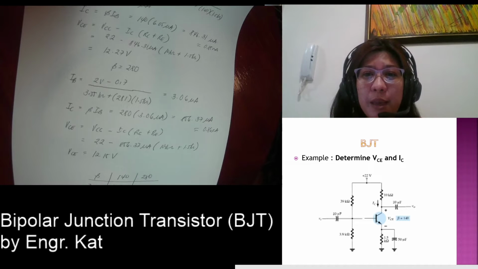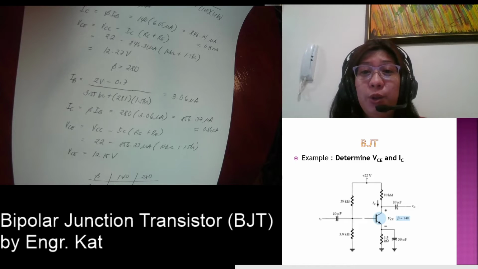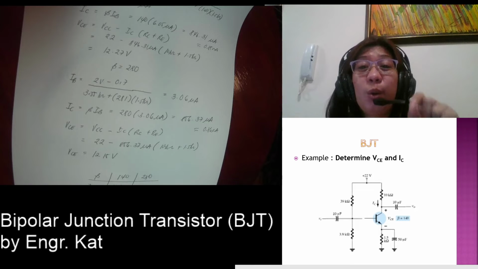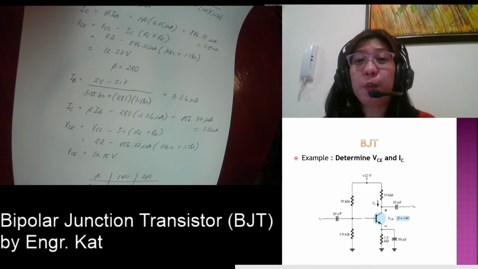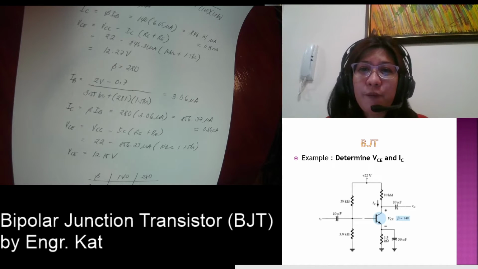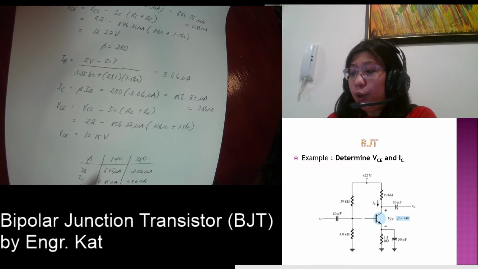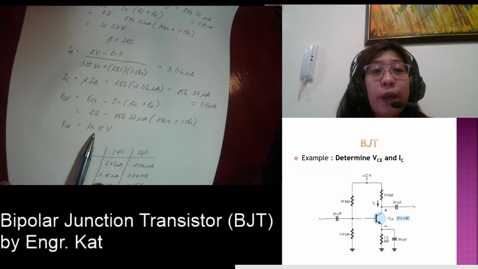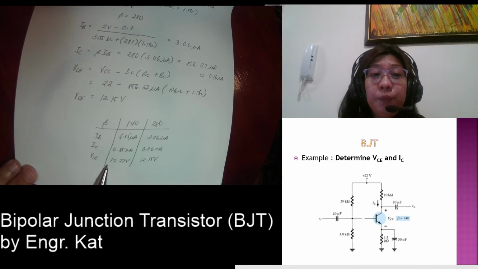So this is what we mean by, even though your beta doubles, still we can see that your Q point, which is dependent on your IC and your VCE, is almost not changing. Okay, so this is our explanation when we say that the circuit is really stable, unlike the previous two that we have just discussed. And then what happens to your VCE? VCE is 12.15 volts. So upon comparing the two, look at this.